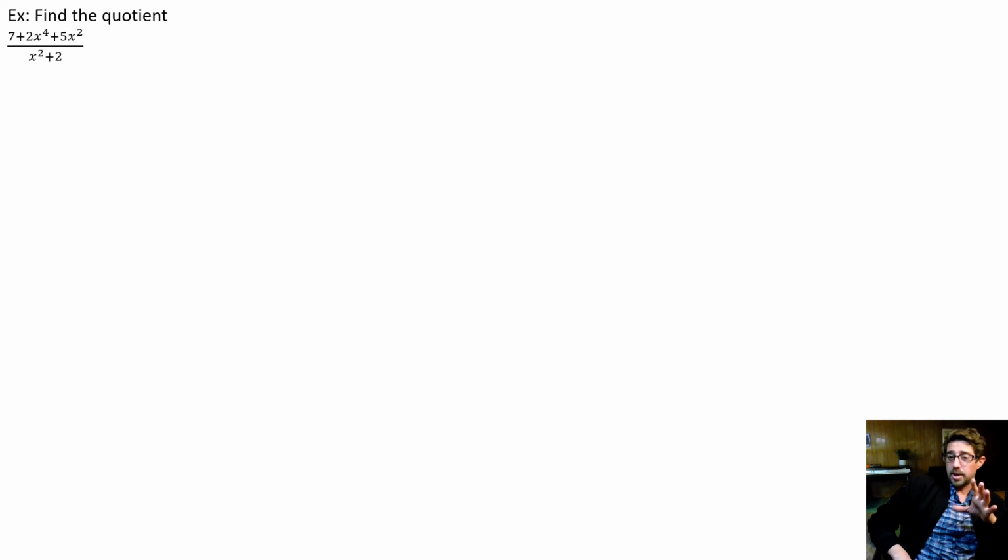So don't just jump right in and start long divisioning. There's actually 2 things we have to do before we even start. So the first thing is notice that the numerator just isn't in the nice order that we like, the descending power order. So put it in that order. And then there's another thing.